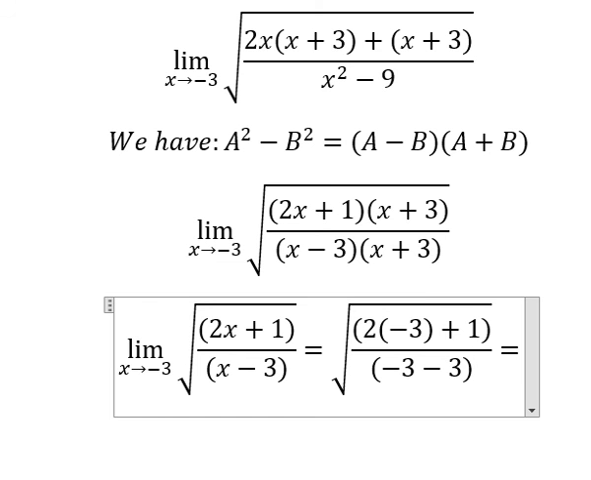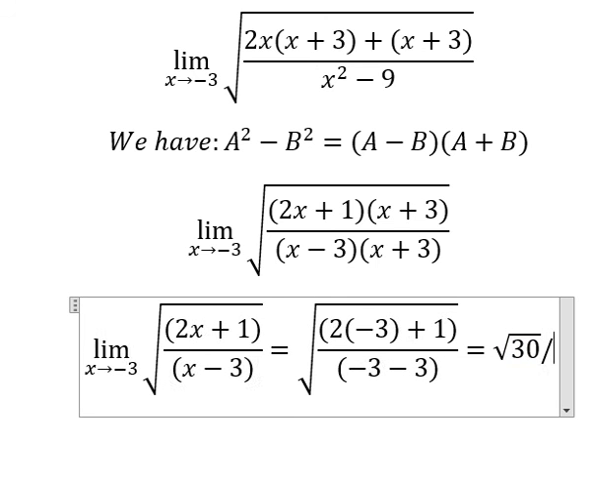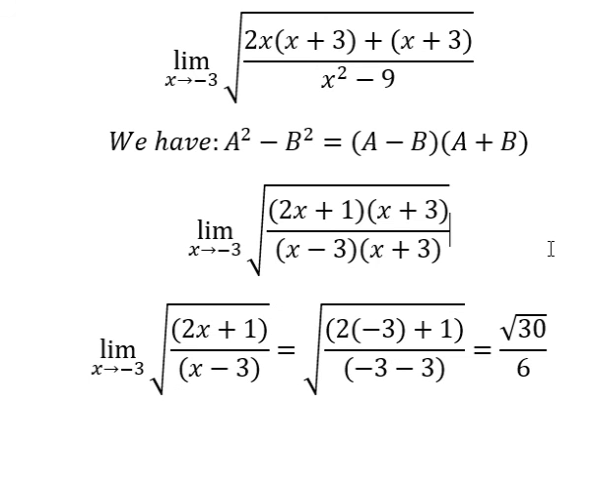So we have the square root of 30 over number 6. This is the end.